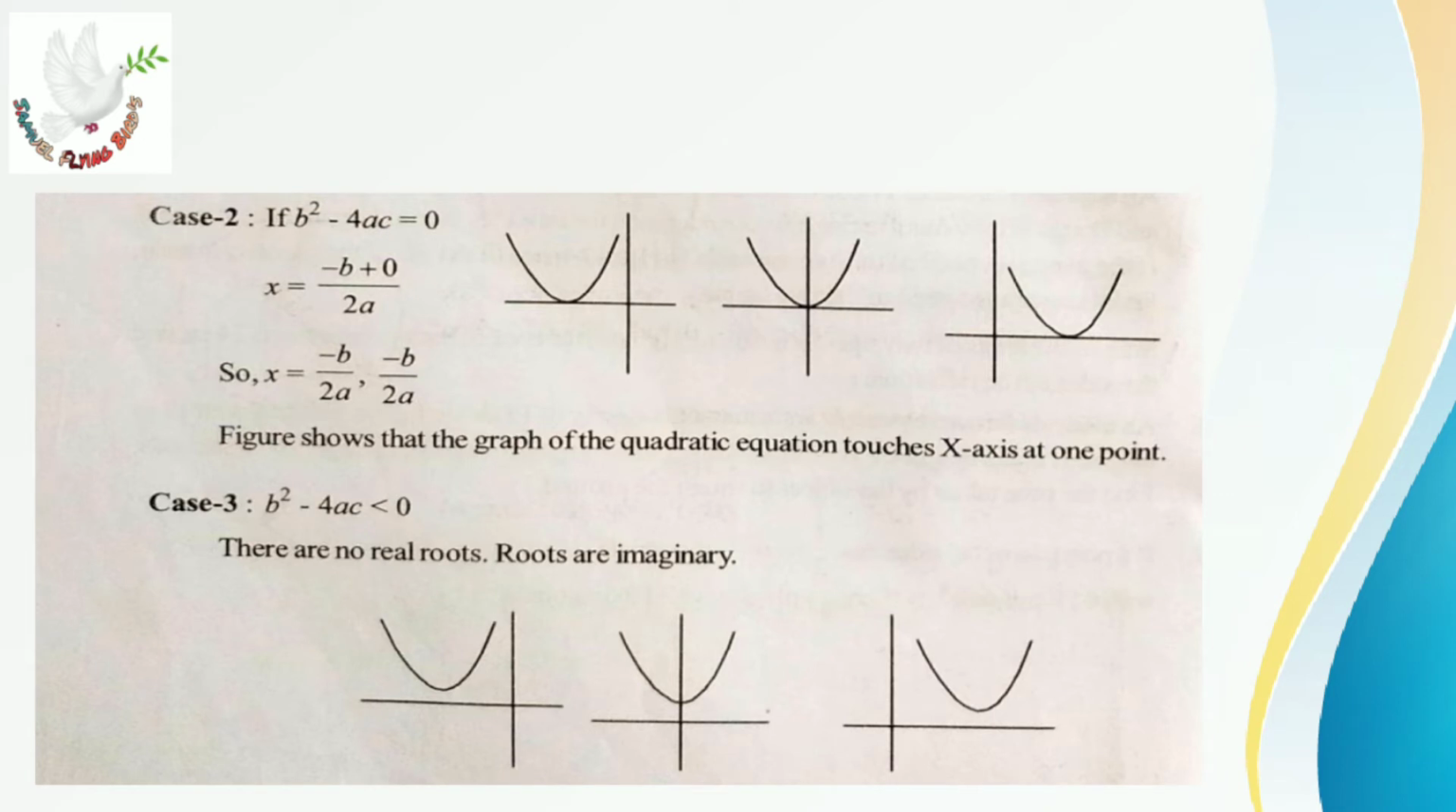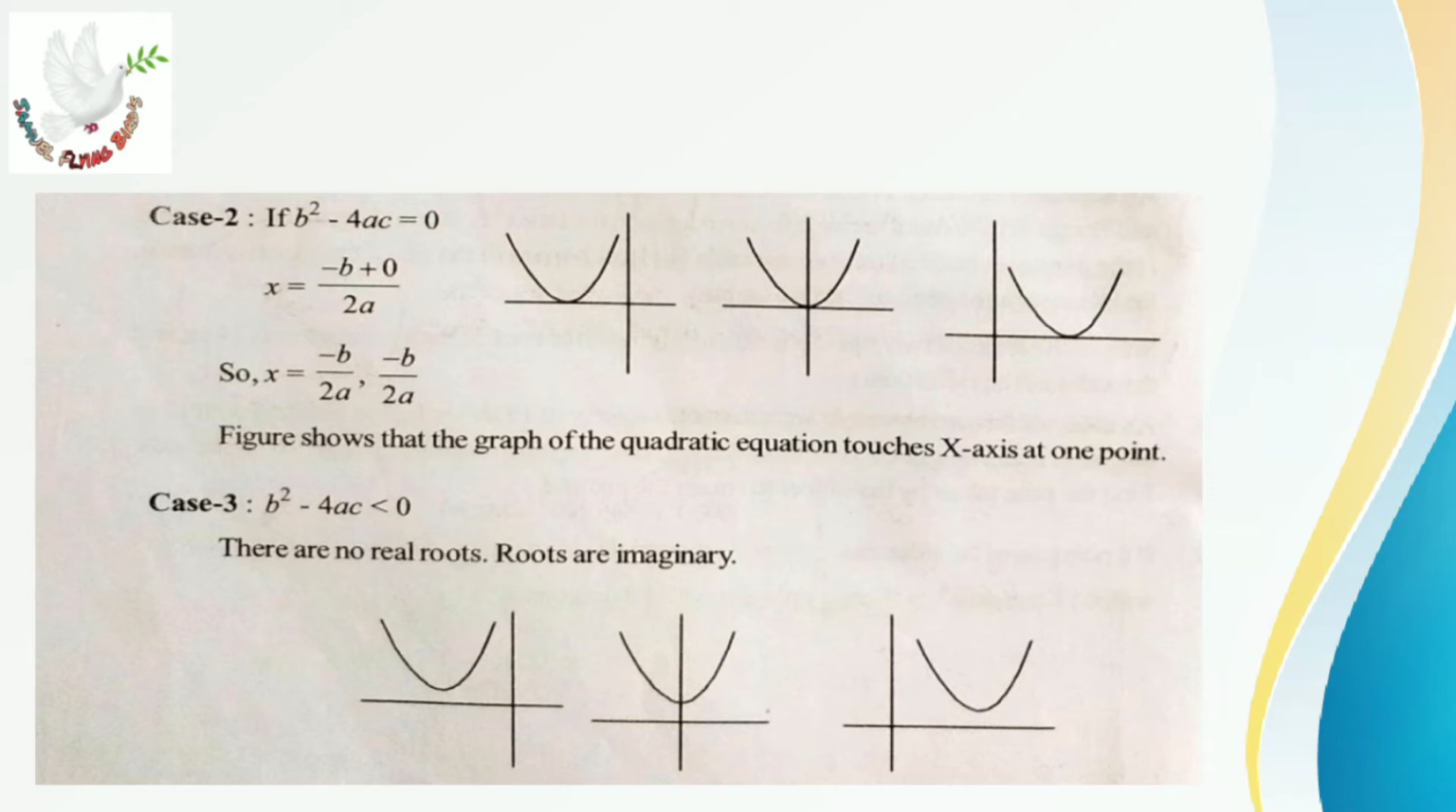In case 2, if b square minus 4ac equal to 0, then x equals minus b plus or minus 0 by 2a, where the curve touches the x-axis at only one point, x equal to minus b by 2a. Both roots, minus b by 2a and minus b by 2a, are the same, so we plot only one point. If the points are similar and repeated, we need to plot only one point on the axis.